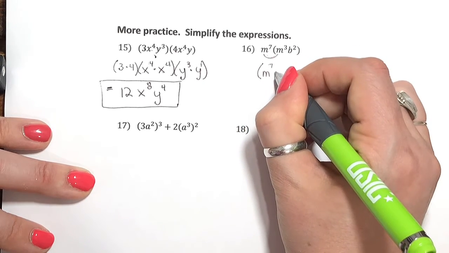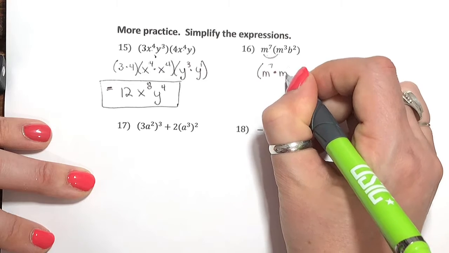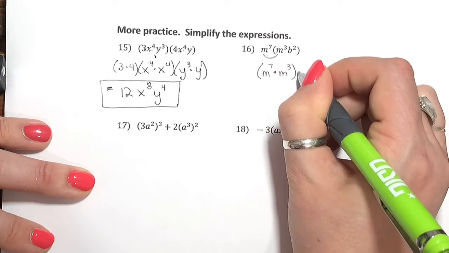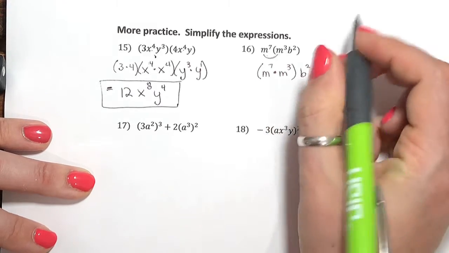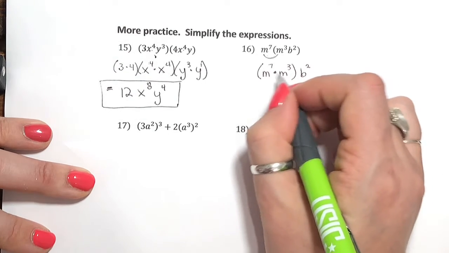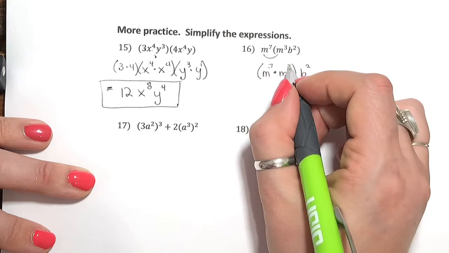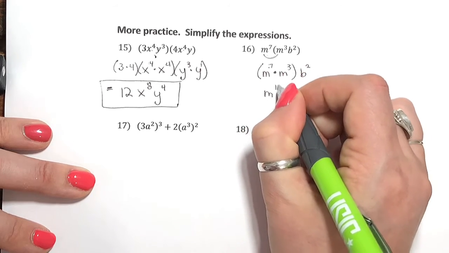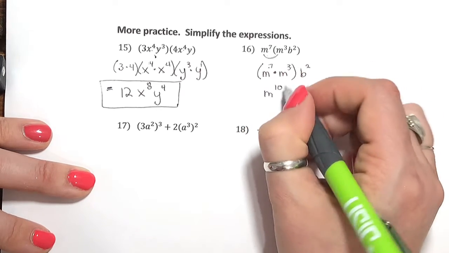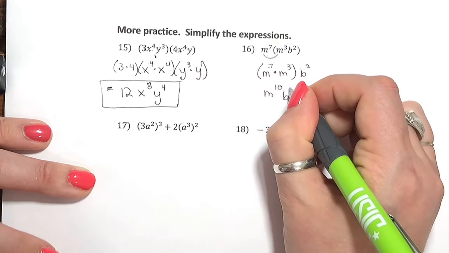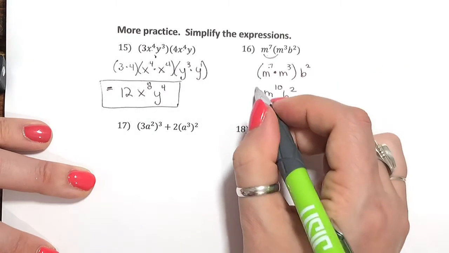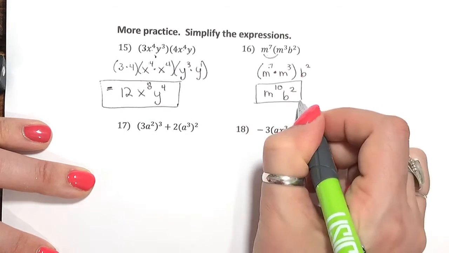This is like saying I have m to the power of 7 times m cubed, and then we just have this b squared. So again, when there's 2 bases being multiplied, that's when you add the exponents. So 7 plus 3 is 10, and then since we don't have any other b's, we can't really do anything different, so we just keep it as a b squared, and that would be your answer.